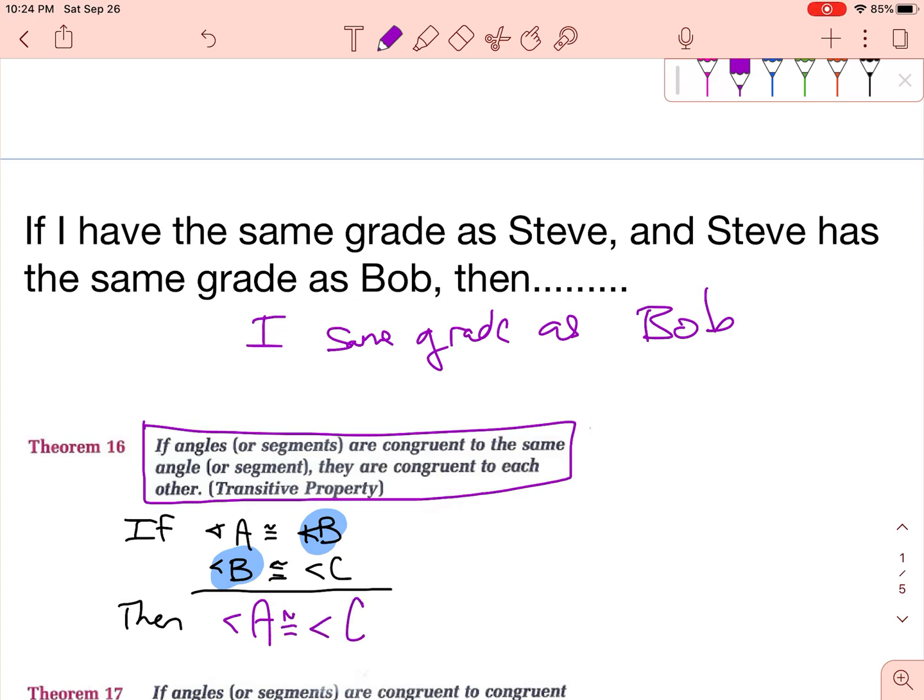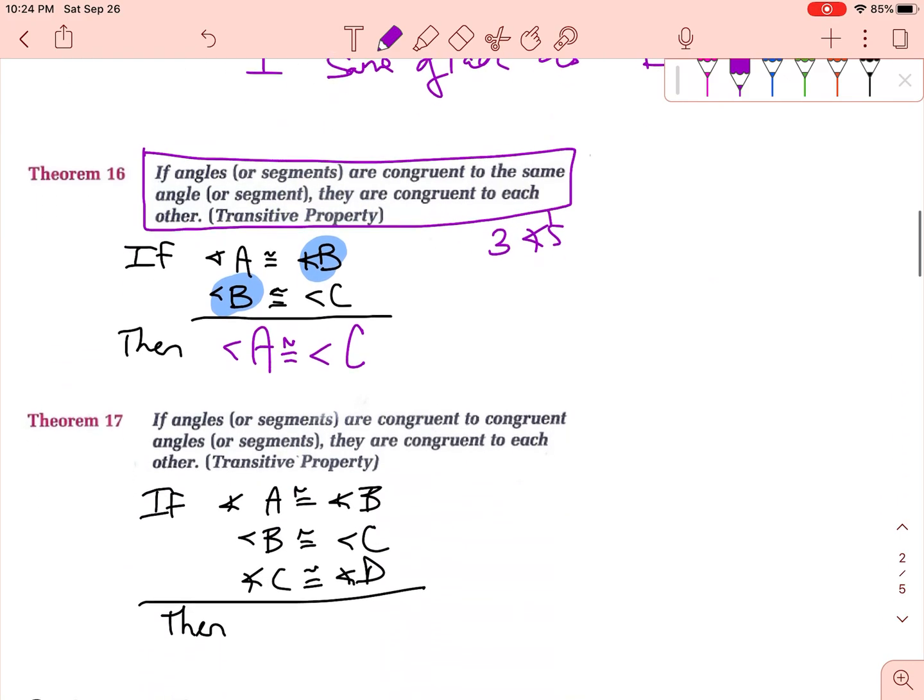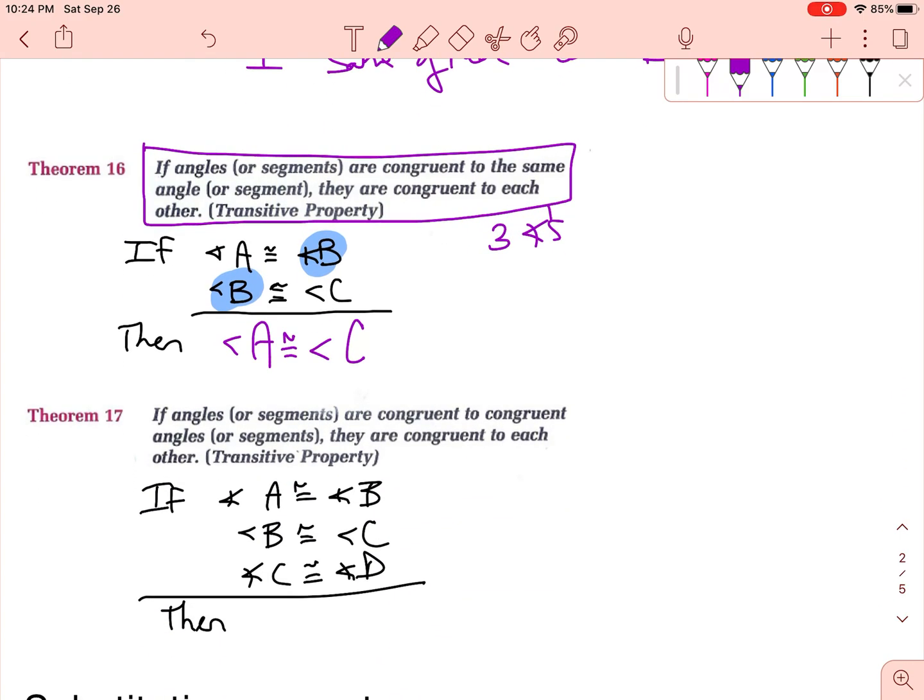That is the transitive property. That's it, okay? Notice that we're working with 3 angles. Up above, we're working with 3 people, me, Steve, and Bob. Okay, you can also have what's called the double transitive property. Okay, and that's just working with 4 angles or 4 people. If I have the same grade as Steve, and Steve has the same grade as Bob, and Bob has the same grade as Nick, then I have the same grade as Nick.